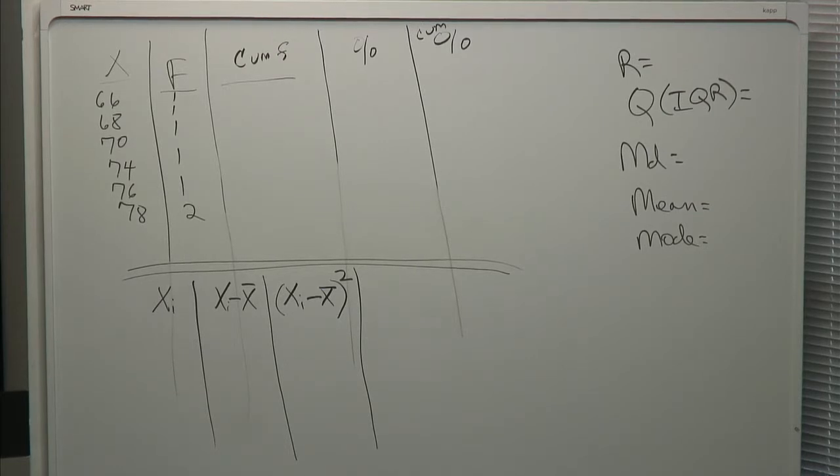Yes, Justin. What's up now? Well, the percentage would be the cumulative percentage of 24. So 1 over 24 gives you divided by 24.